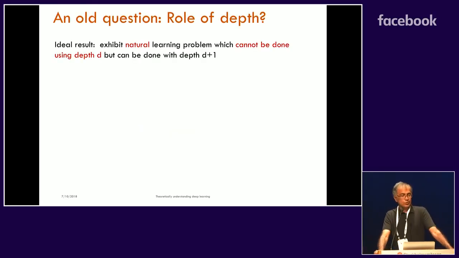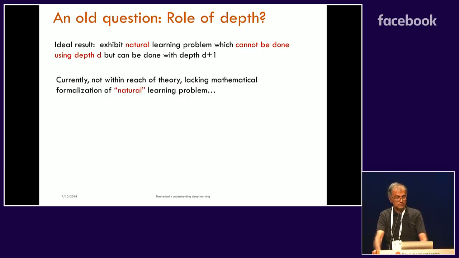So there's an old question, role of depth, right? Going back to the 50s, as I alluded to, days of the perceptron and so on. What's the role of depth? And the ideal result would be to exhibit natural learning problems which cannot be done using depth D, but can be done with depth D plus one, let's say.